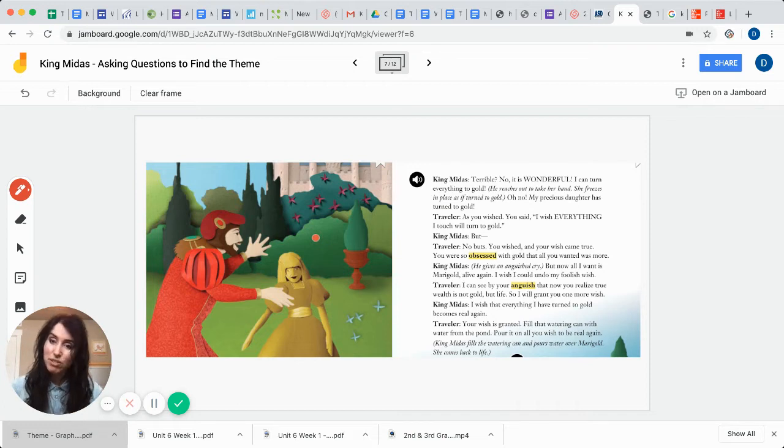Is that what you'd wish for? In fact, let's stop for a minute. Tell someone in your family, or tell someone, what would you wish for? If you could wish for anything, what would you wish for?